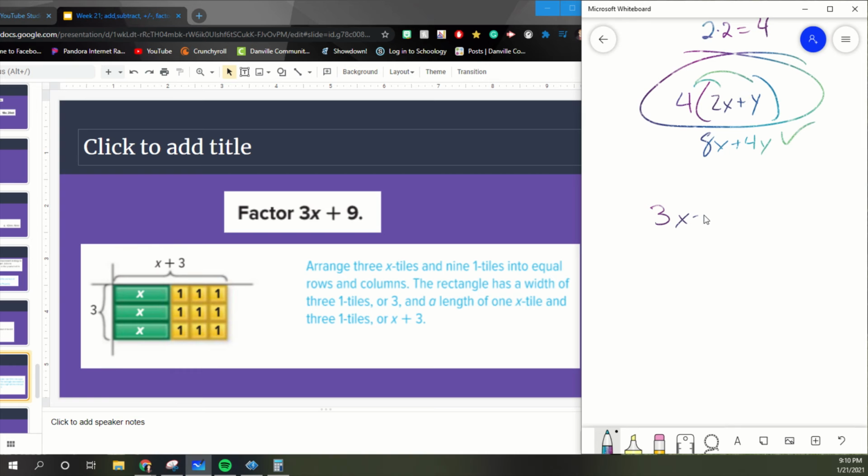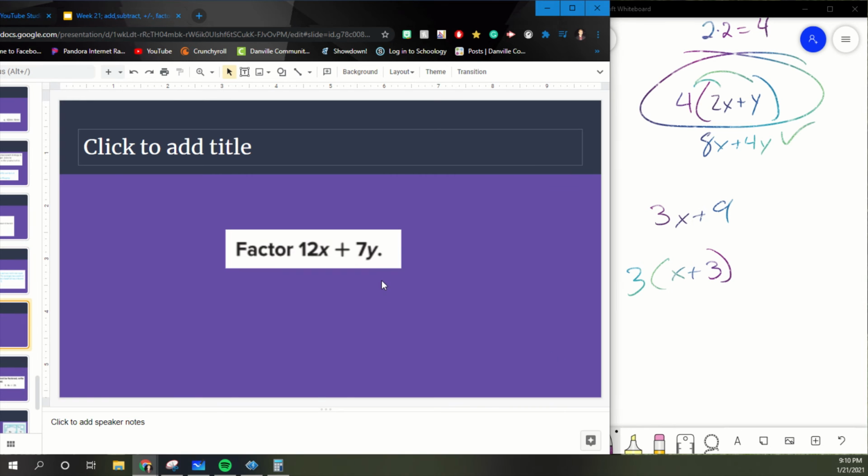Because if I look at 3x plus 9, hopefully I realize that 3 goes into both of those. So I'd factor out a 3, and I get x plus 3. And that's what this represents. Our value didn't change for this expression. We just put it in simplest form by factoring.